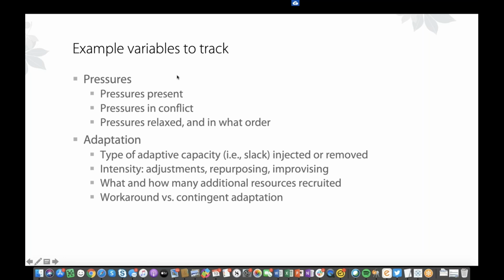Are these lower intensity adaptations, like slight adjustments or using a different process? Or is it repurposing, where I'm using this in a way that it wasn't meant to be used, but now I have to use it that way, or I choose to use it that way? Or improvising, where I'm really going out in a new way, putting things together in very new and novel ways to do this adaptation.